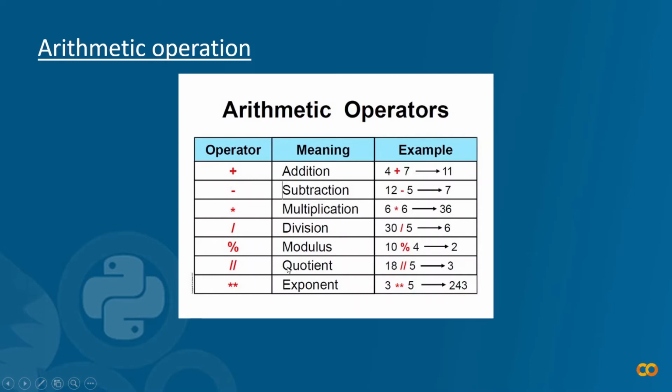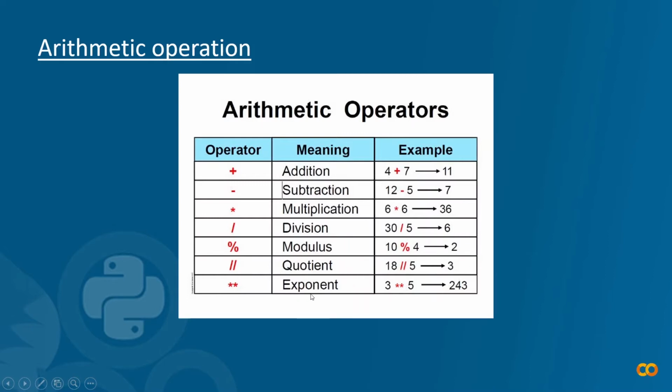Another operation is the quotient operation, and it is represented with the sign double slash. By quotient we mean how many times 5 fits in 18, or after the division, the integer value that we get. So 18 double slash 5 will return the value 3, because we know 5 into 3 is 15. But if we do the same thing using the division operator, that is a single slash, 18 slash 5, it will return the value 3.6. Here we just get the value 3 only.